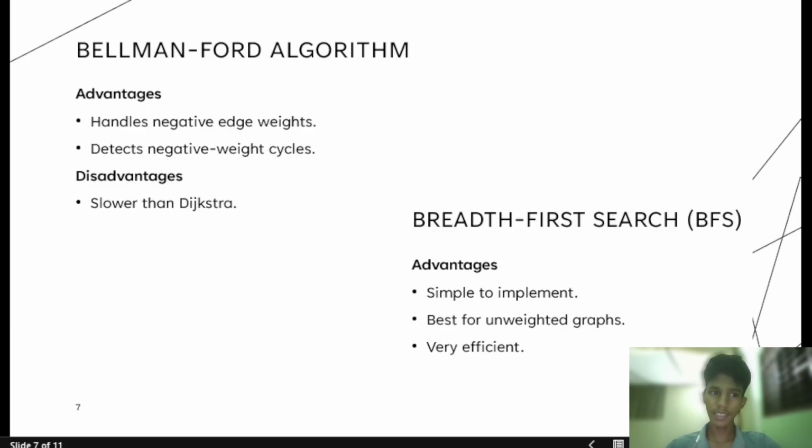The last one is breadth first search or BFS. BFS is designed for unweighted graphs where every edge has the same cost. Instead of considering edge weights, BFS explores the graph level by level. It is simple, easy to implement, and very efficient. Its time complexity is O of V plus E.